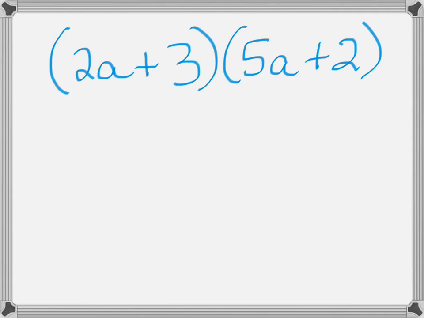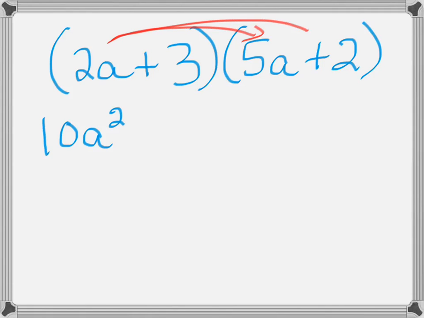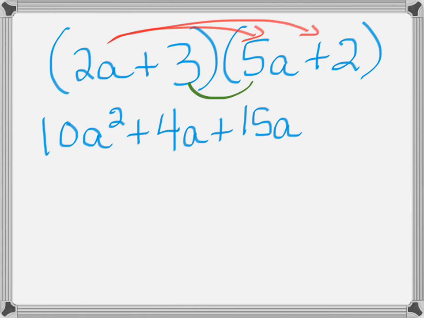Once again, we're going to be multiplying two binomials together. We're going to again take the first term, 2a, and multiply it times 5a, which is going to give us 10a squared. Then we're going to take the 2a and multiply it times 2, which is going to give us 4a. Multiply the 3 times the 5a, which gives us 15a. And then 3 times 2, which gives us 6.